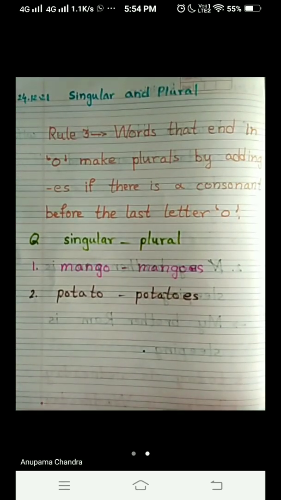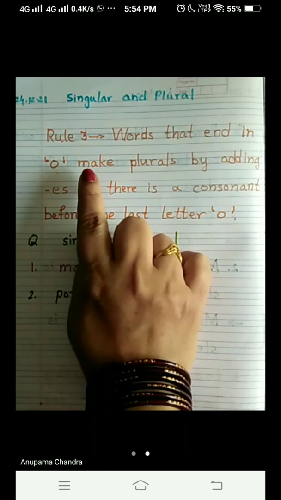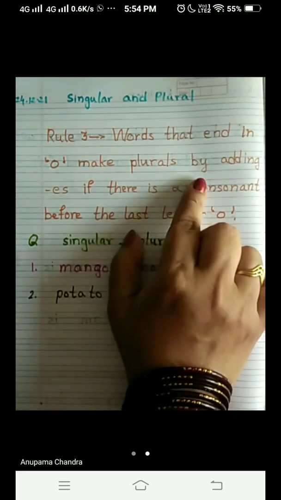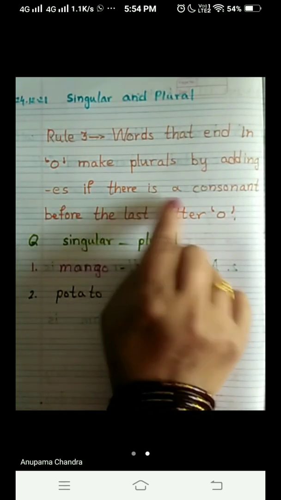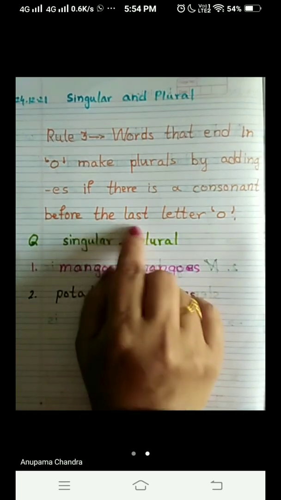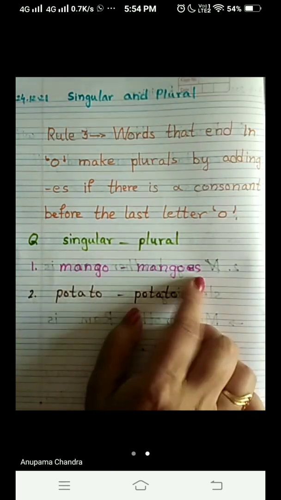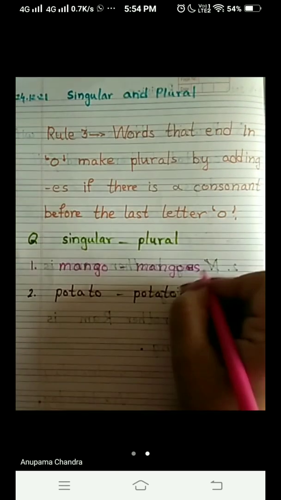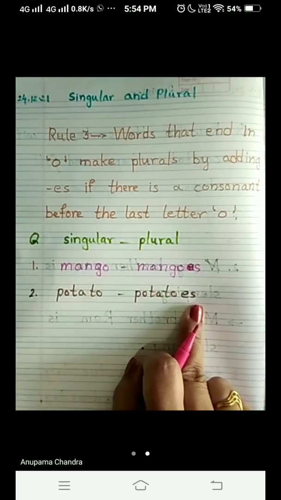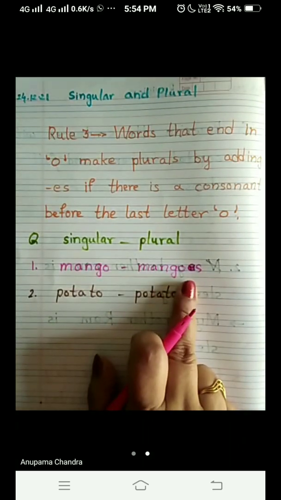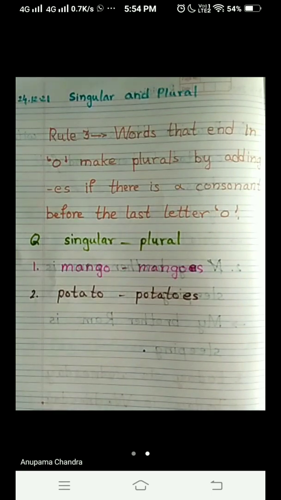Let's read it once, children. Rule number 3. Words that end in O make plural by adding es if there is a consonant before the last letter O. For example, mango, mangoes. Repeat after me, children. Mango, mangoes. Potato, potatoes. Once again, mango, mangoes. Potato, potatoes. So this was all for today, children.